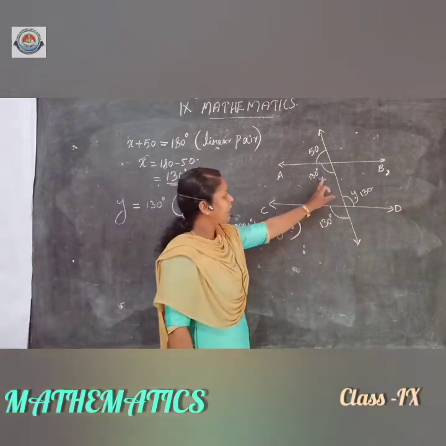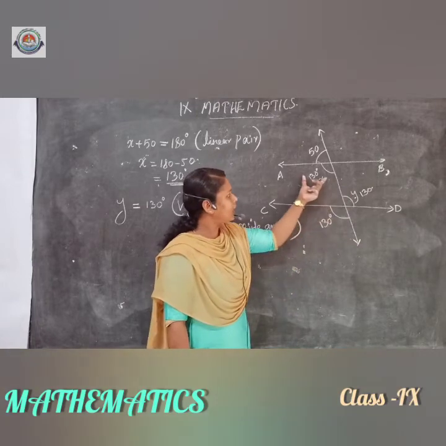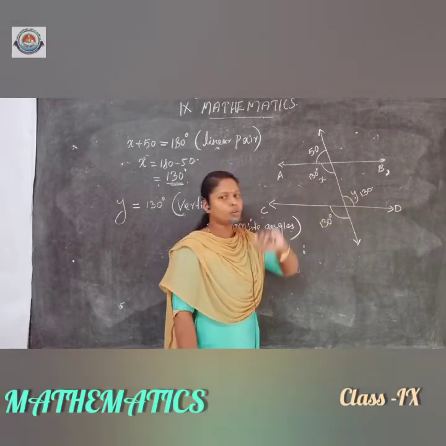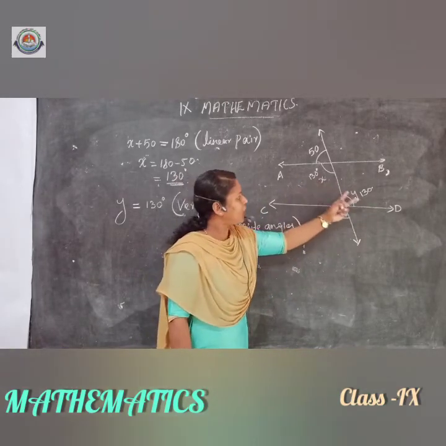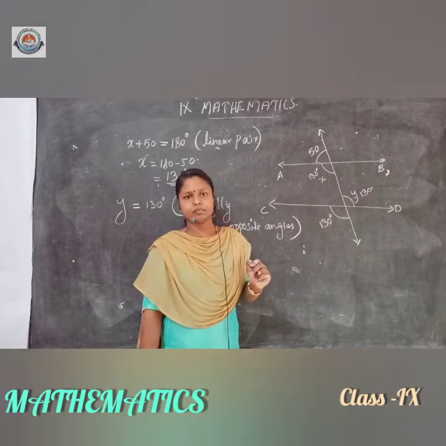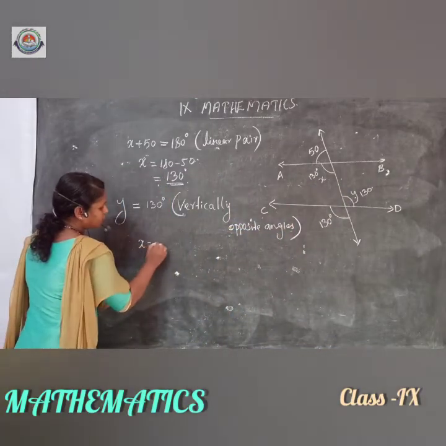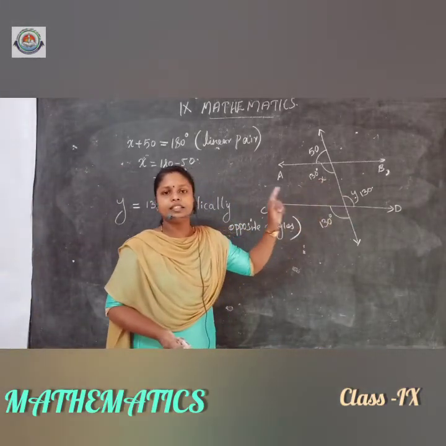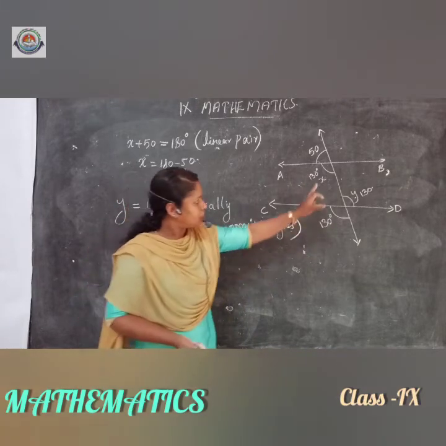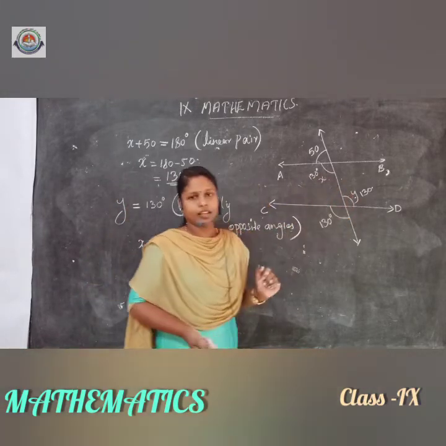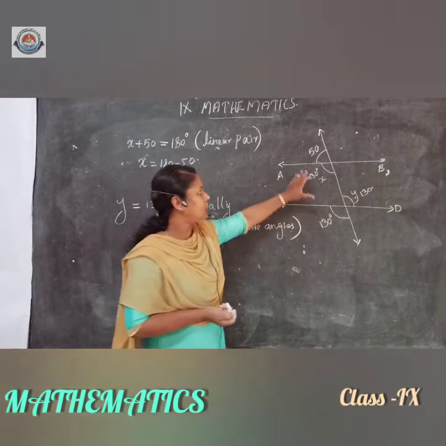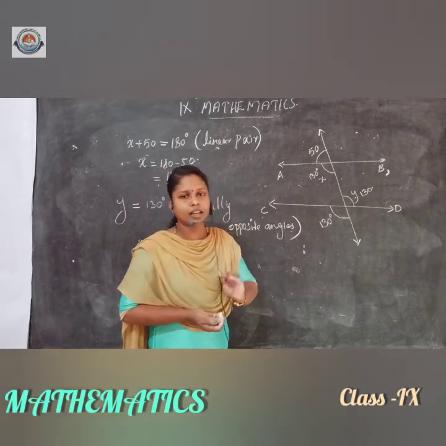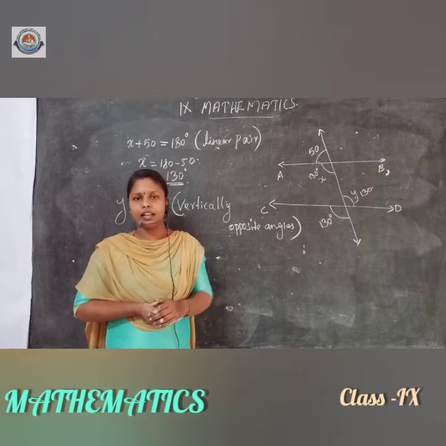Okay, listen, x equals y. Here x is 130 degree and y is also 130 degree. Therefore, x equals y. These two angles are equal. Angle x equals y. They are which type of angle? Alternate interior angles. So the alternate interior angles are equal. So we can say that the lines AB and CD are parallel. If the alternate interior angles are equal, then the lines will be parallel.